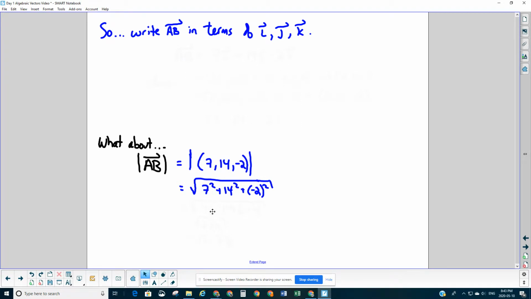So 7 squared is 49. 14 squared is 196. And -2 squared is 4. Add those up, and I get the square root of 249, which is, off the top of my head, 15.78. And think about how much easier this is than having to do that graphically.